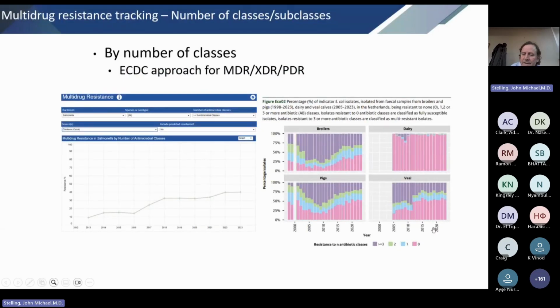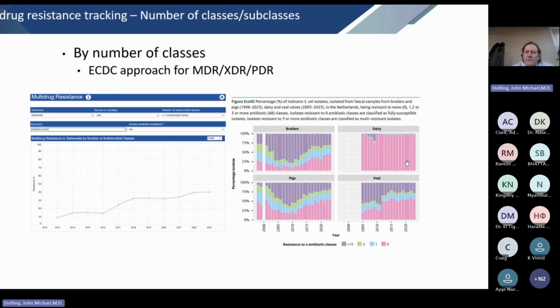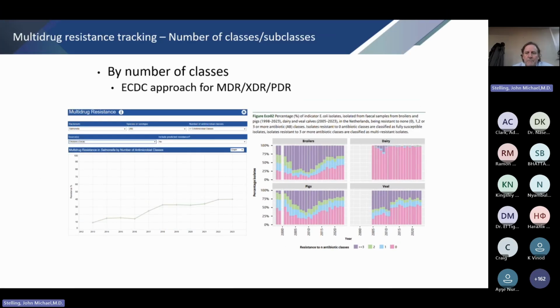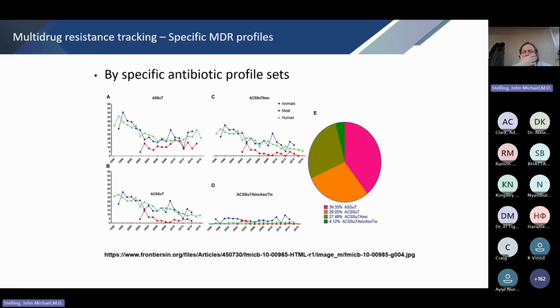In contrast, if you look in the lower right, Dutch data, Netherlands data, resistance to 0 classes has been going up, and the purple color, greater than or equal to 3, in the recent years has just been going down, highlighting the impact of various measures, one of which was banning growth promotion. So you can see the tie-in between data and public health policy and food production, very different concerns than what you see on the human side.